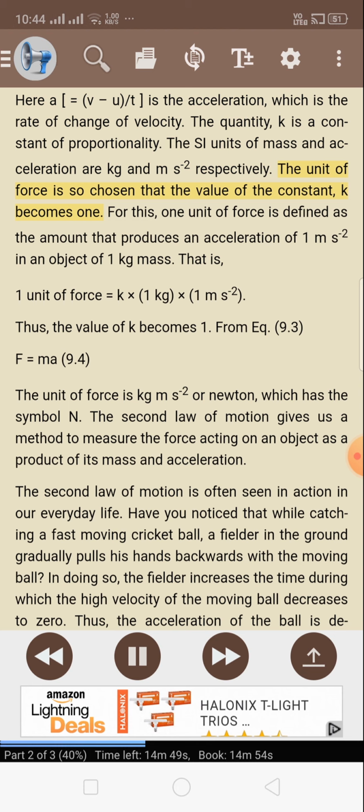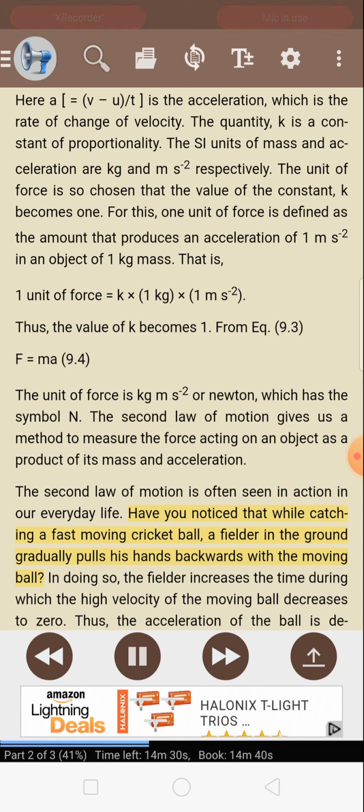The unit of force is so chosen that the value of the constant k becomes 1. For this, 1 unit of force is defined as the amount that produces an acceleration of 1 meter per second squared in an object of 1 kilogram mass. That is, 1 unit of force equals k times 1 kilogram times 1 meter per second squared. Thus, the value of k becomes 1 from equation 9.3. F equals ma (9.4). The unit of force is kilogram meter per second squared or newton, which has the symbol N. The second law of motion gives us a method to measure the force acting on an object as a product of its mass and acceleration. The second law of motion is often seen in action in our everyday life.